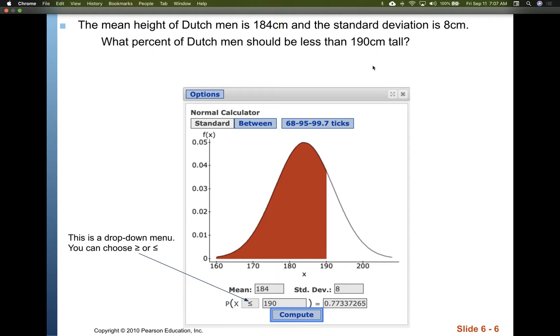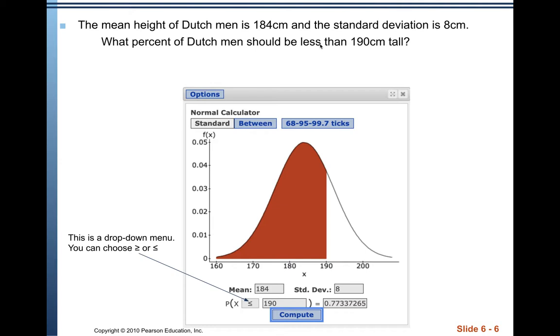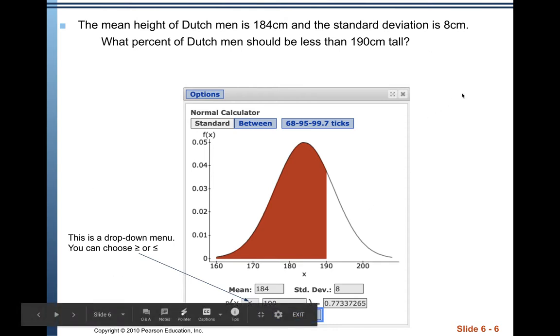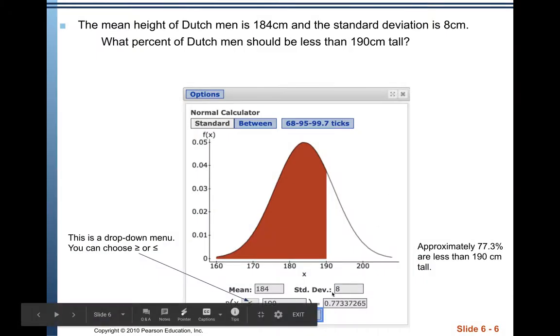Now, in this particular case, I chose less than or equal to because the question said what percent of Dutchmen should be less than 190 centimeters tall. So in this drop-down menu, I put in less than, and then I typed in 190 because we want to know what percent is less than 190. And when I hit compute, I got an answer down here.